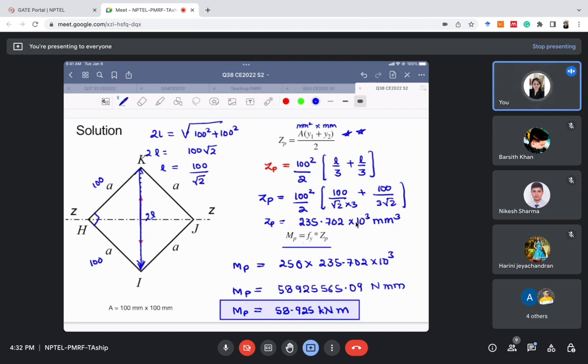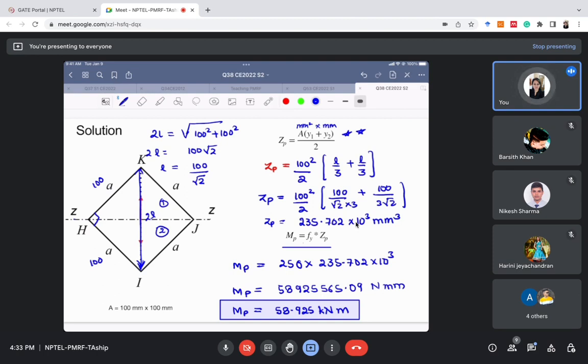The intention of telling you these questions is just to see the pattern, the questions which are coming every year, the type of questions, the important formulas you should note down. So Zp is very important. Zp is A by 2 (y1 bar plus y2 bar), where y1 bar is the CG of the first area, because the z-axis is cutting it into two areas, right? This is area 1 and area 2. So y1 bar is the CG of the first area, y2 bar is the CG of the second area.